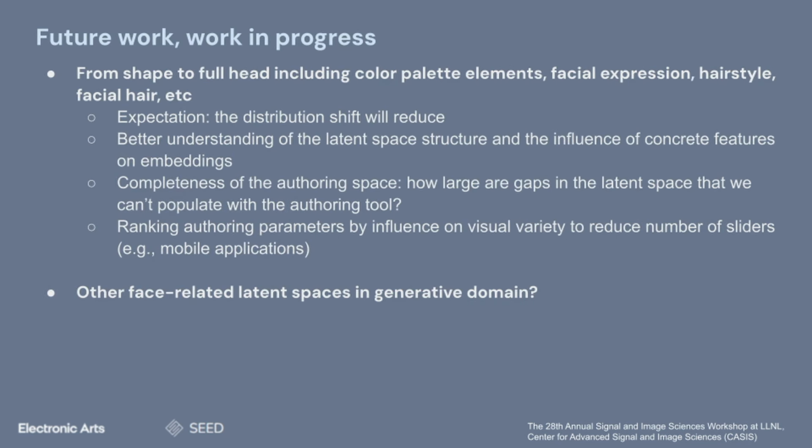Here are some more items for our future work. We want to include color palette elements, facial expression, hairstyle, facial hair, etc. The expectation is that the distribution shift will reduce, and we also want to get a better understanding of the latent space structure. For example, we can change color palette elements and see in what dimensions the latent vectors move. We can also ask a question about completeness of authoring space. How large are the gaps in the latent space that we cannot populate with the authoring tool? And we can rank authoring parameters by influence on visual variety to reduce the number of sliders, for example, when we work on a mobile application.